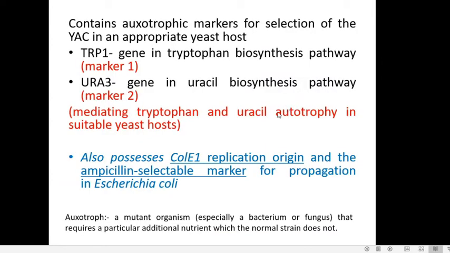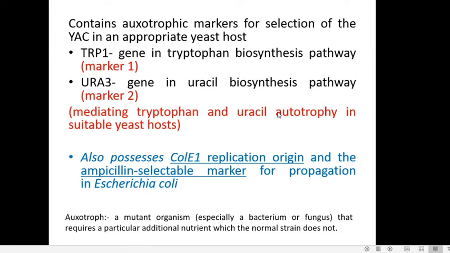Then we will go to marker. Any vector should be having a marker which will allow the selection of host cells. We want to see whether the vector has entered into the host cell. We want to see whether the foreign DNA has been incorporated in the vector. So for such selection, we require certain genes which are called as markers. And here the markers are auxotrophic markers.